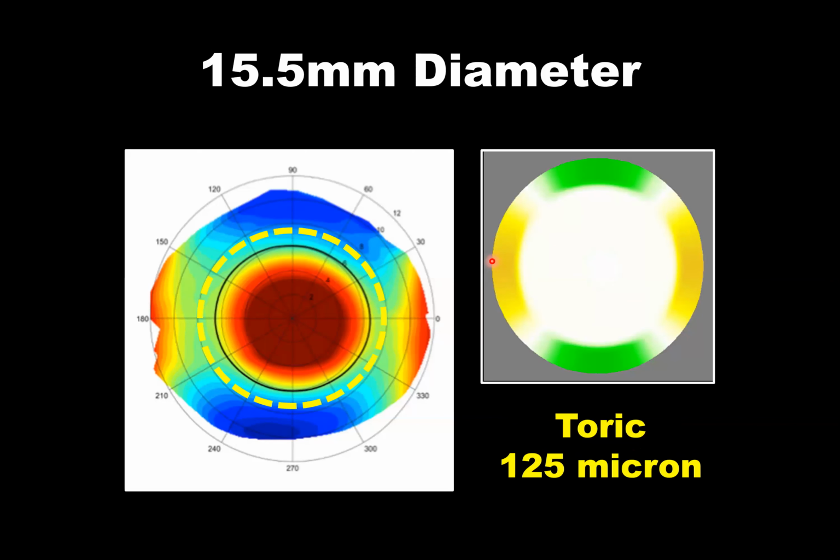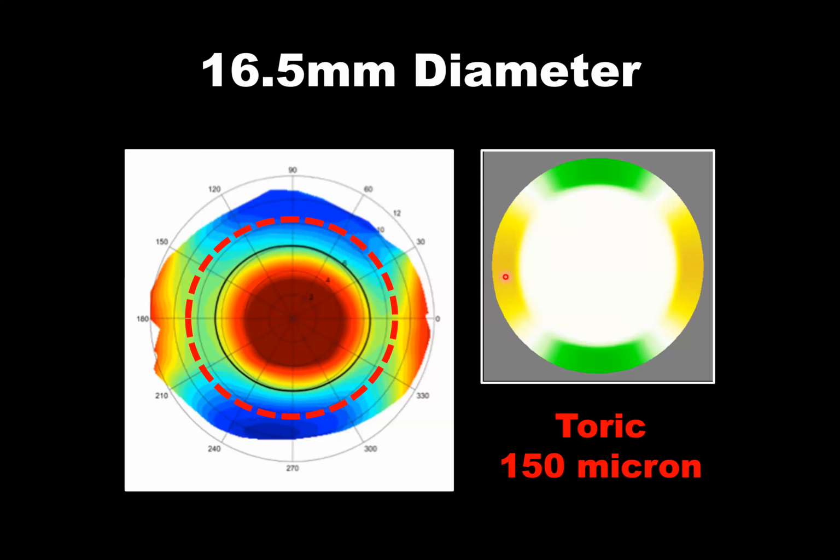The 15.5 moves the point of bearing farther out on the sclera, and therefore you're moving into more asymmetric or toric shape. And therefore, the 15.5 diameter SmartLens has 125 microns of toricity in the landing. And that's to better fit the more asymmetric shape of the conjunctiva.